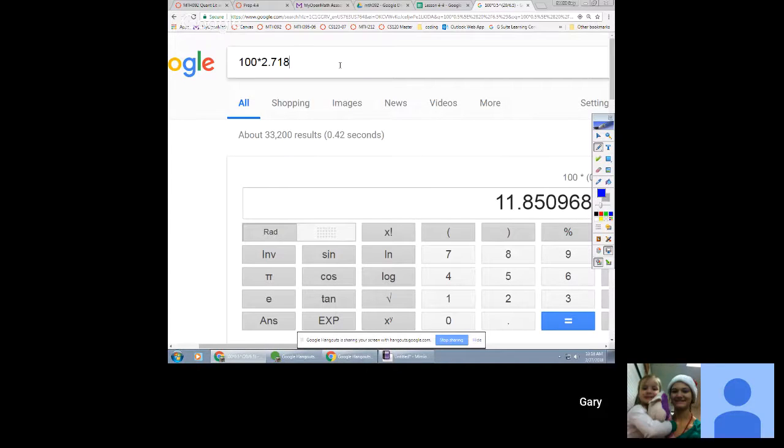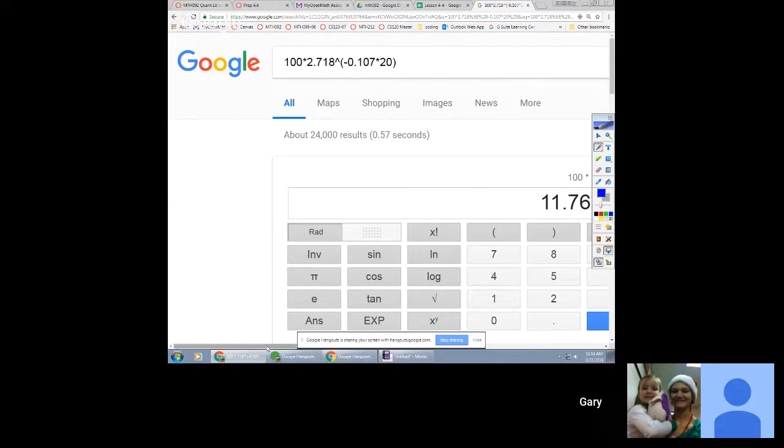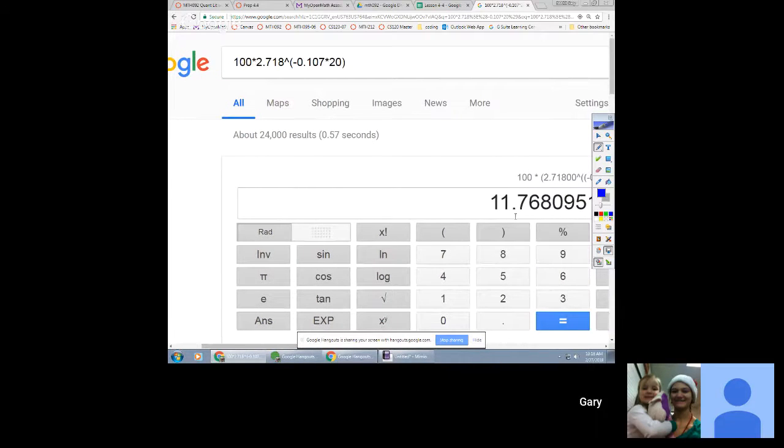2.718 is about E raised to the power parentheses negative 0.107 times 20 hours later. And that gives me, okay, so that's a little lower. How come you think that didn't work out as well? It's close though, right? It's in the ballpark. Not way off. Any guesses as to why it's a little off there compared to my first formula?